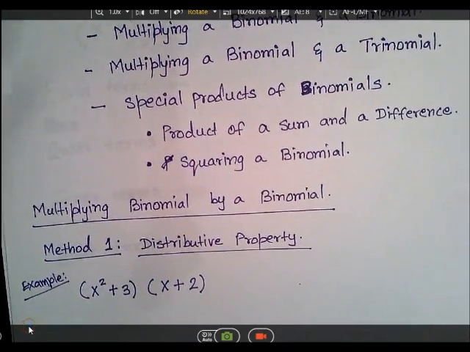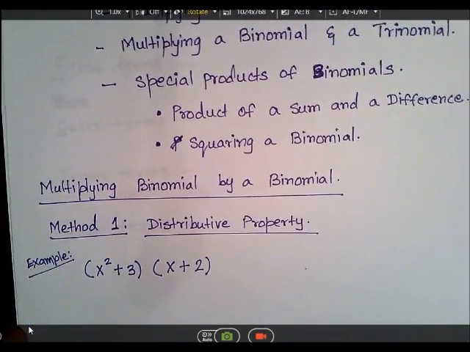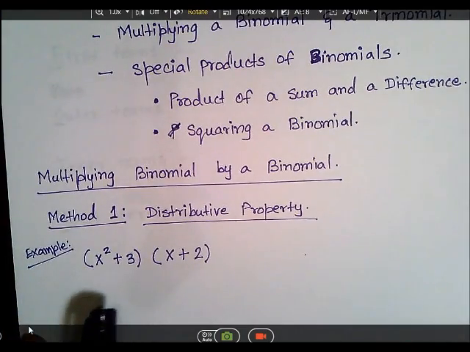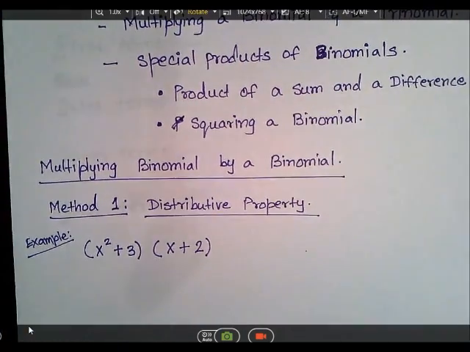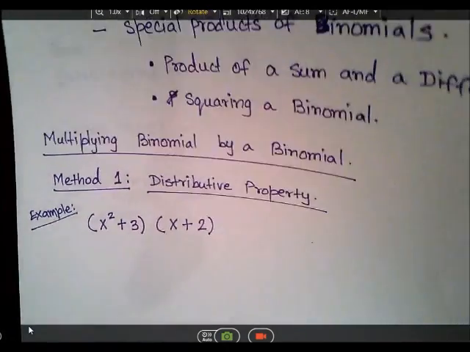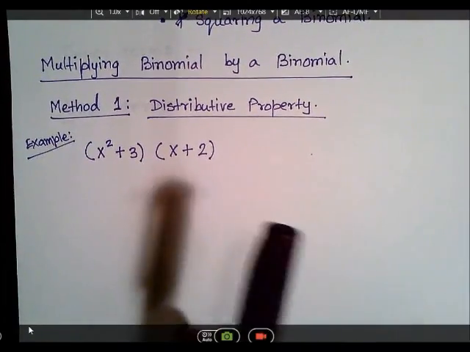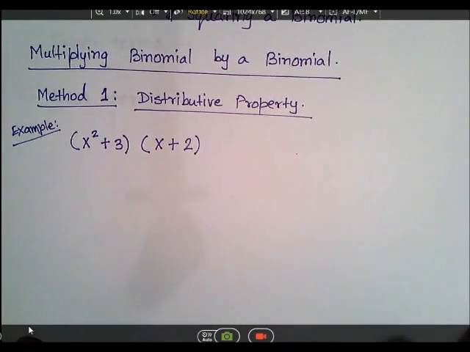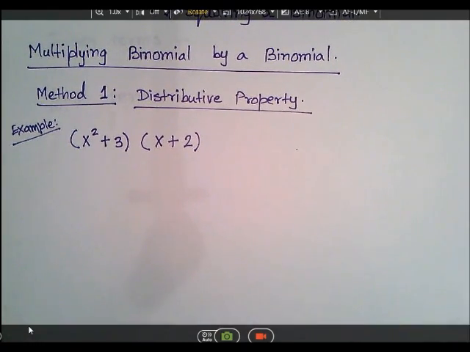There are different methods I can use to multiply a binomial and a binomial. I'm going to be showing you all the different methods. Whichever one speaks to you, you can use that method. You don't have to use a specific method only. You can use any method that's easier for you to understand. I'm going to be using the same example in all three methods, so you can see that whichever way you do, you arrive at the same answer.